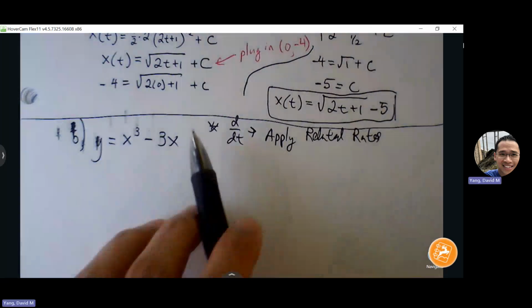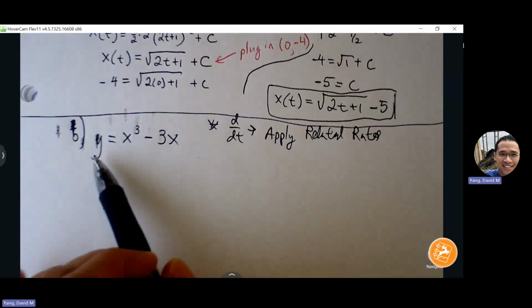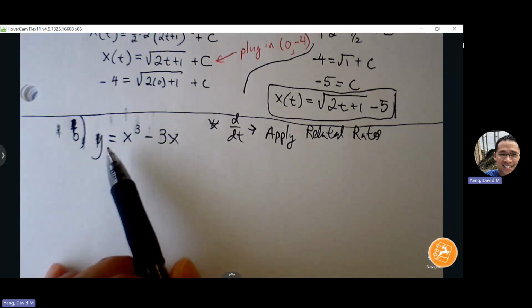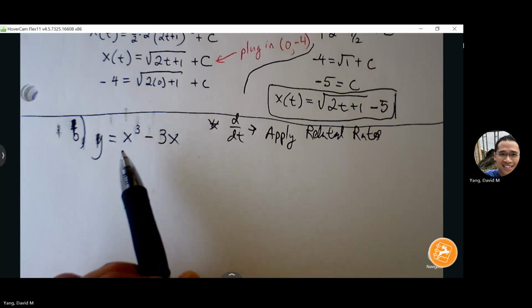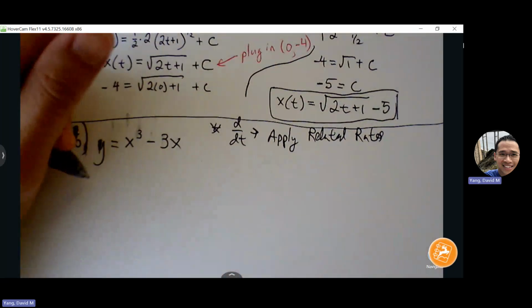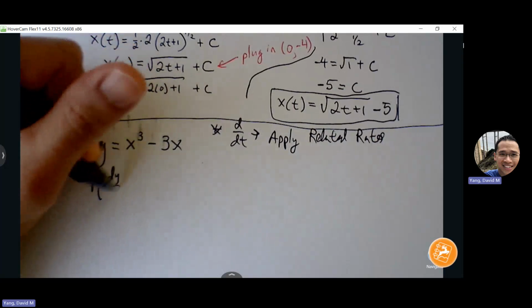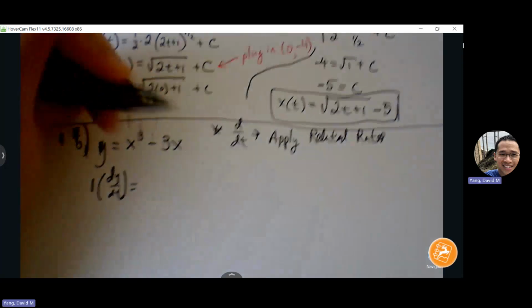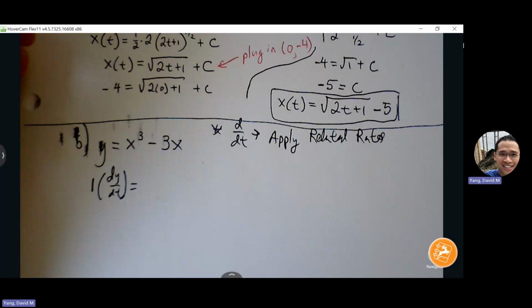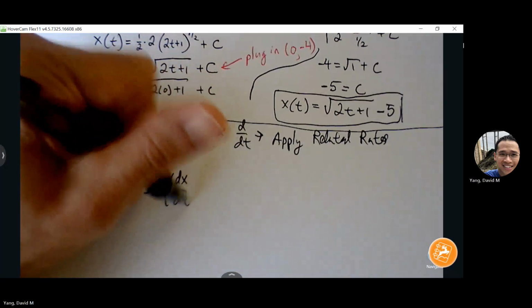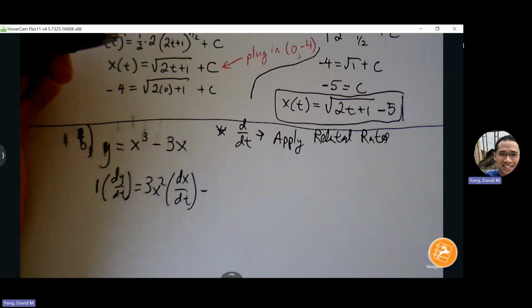With related rates, we're going to find the derivative of each term, and as soon as we find each term's derivative, we attach a d over dt for that variable. So y becomes what? 1, yeah, y becomes 1, and we attach dy/dt. x cubed becomes 3x squared, and we attach dx/dt. Good. Minus 3, dx/dt. Good.